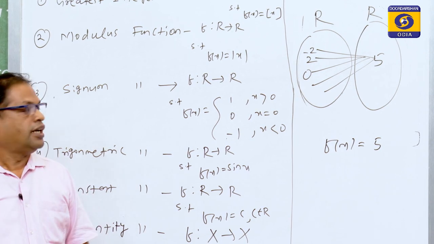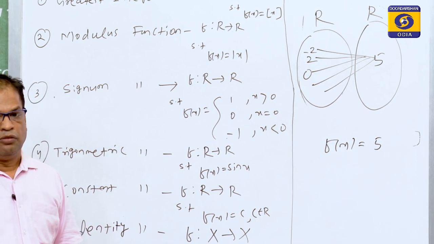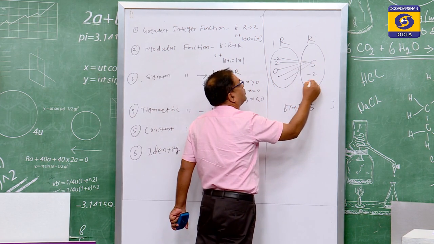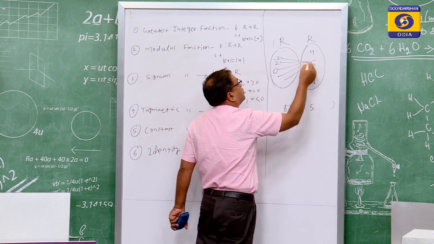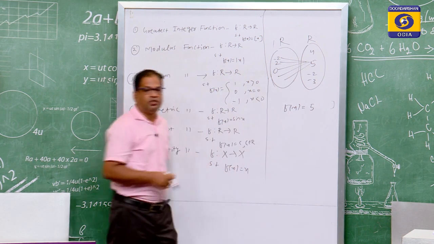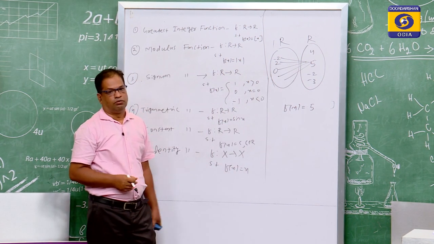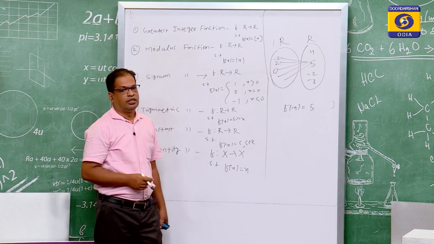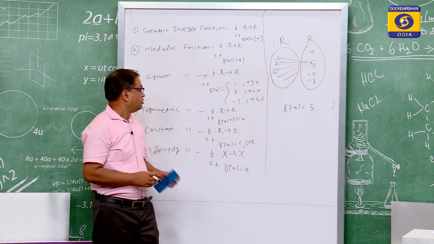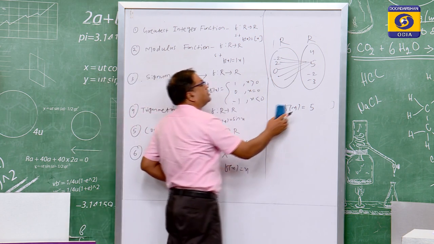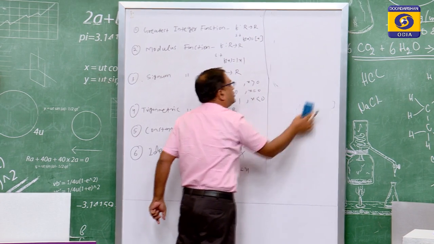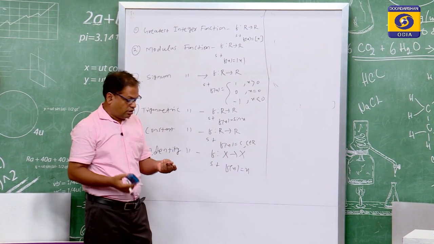So, this is again a many-one function, and there are negative numbers and positive numbers in the codomain, but these numbers do not have any pre-image in the domain. So, the constant function is again neither 1-1 nor onto. Finally, the last one is the identity function.